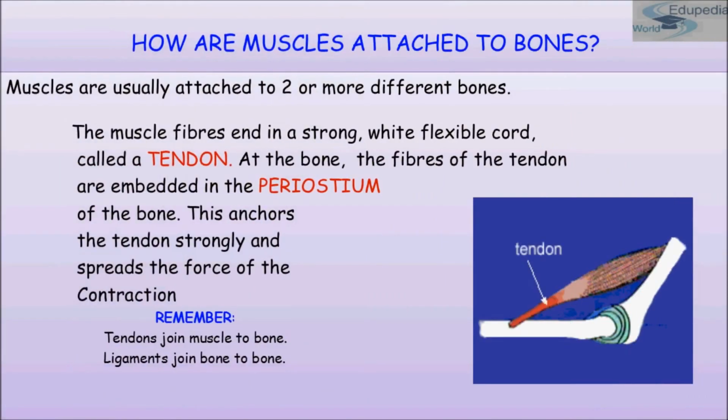How are muscles attached to bones? With the help of tendon. Tendon is a connecting link between muscle and the bone. So the muscle fibers end in a strong white flexible cord, which we call tendon. This is tendon. This red part is your tendon. This is your bone and this is your muscle. So this is a connecting link between bones and muscles.